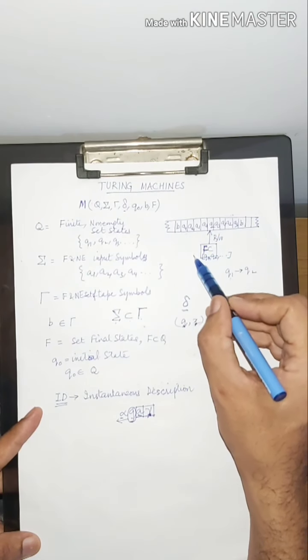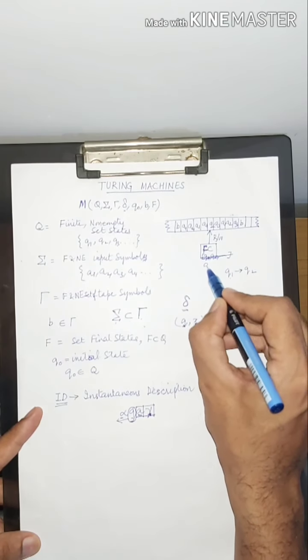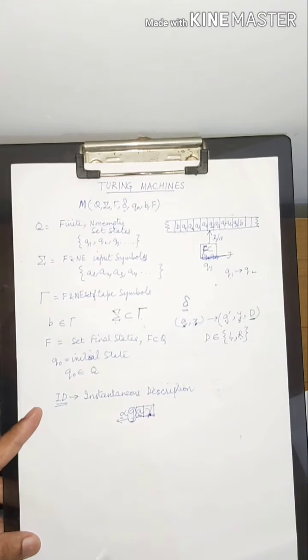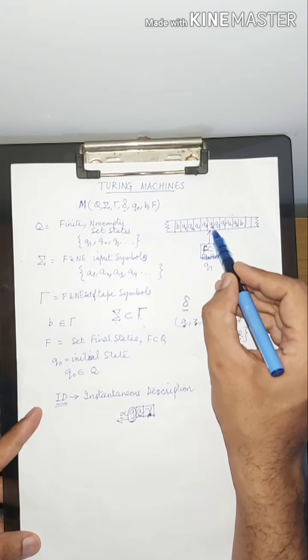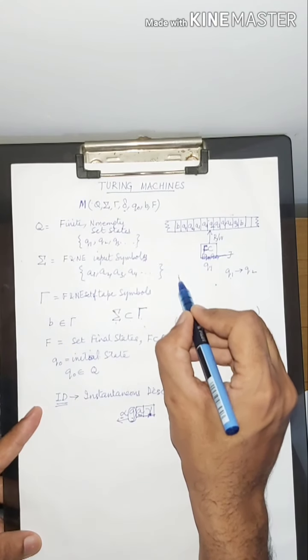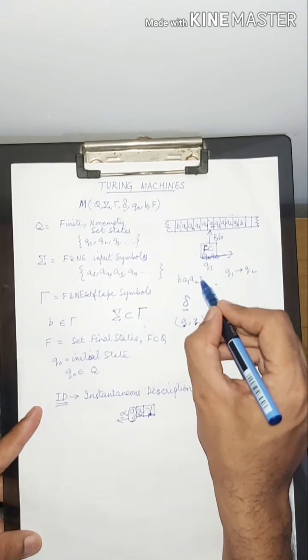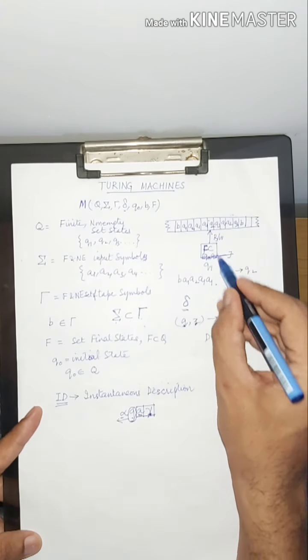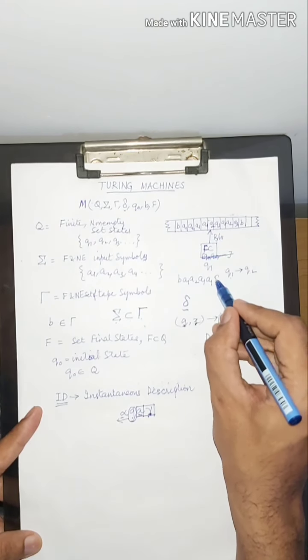So for example, the instantaneous description for this machine: let us suppose this machine is presently in Q1 state. So in this string you insert a Q1 just to the left of the symbol which is directly under the head. So the instantaneous description will be B, A1, A2, A1, A1 again, and this is the position of the head. At this location you will write the state.